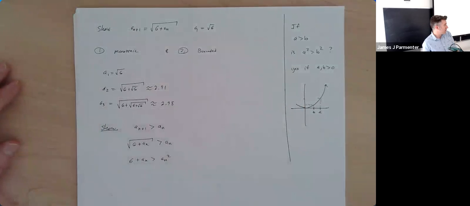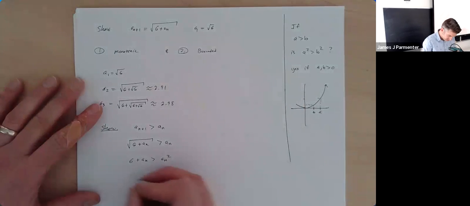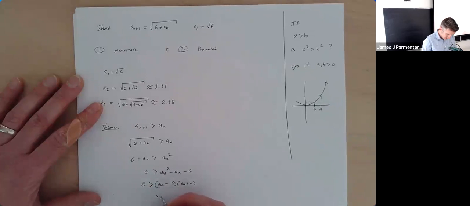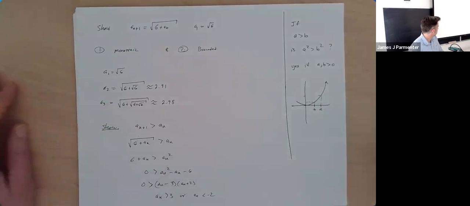So then we square both sides, and we're going to end up with the same thing we had before. We're going to get a_n squared minus a_n minus 6 less than 0. So we have (a_n minus 3) times (a_n plus 2) less than 0. So we either need a_n to be larger than 3 or a_n to be less than -2.